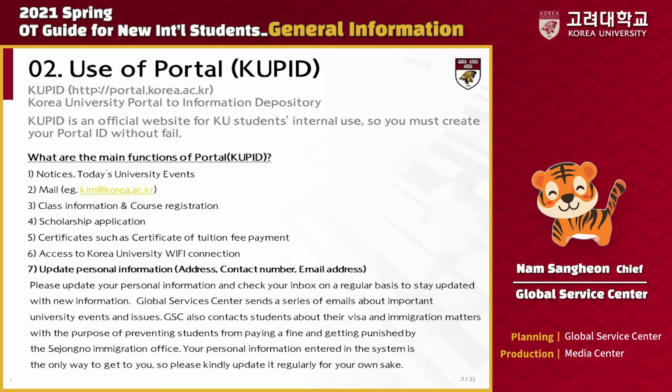Now let's take a look at the university portal, usually called KUPID. It is our university's website that every Korea University student, both local Korean and international students, must register and create an ID on. Through KUPID, you can check important notices, academic calendars, apply for scholarships, update your personal information, and more. Also, once registered, your Korea University email account is created, so you can access your school email here and use our university's Wi-Fi if needed.